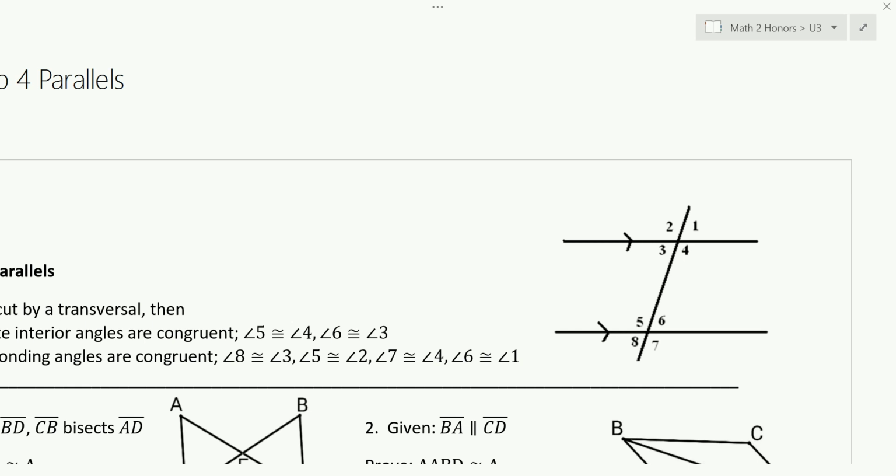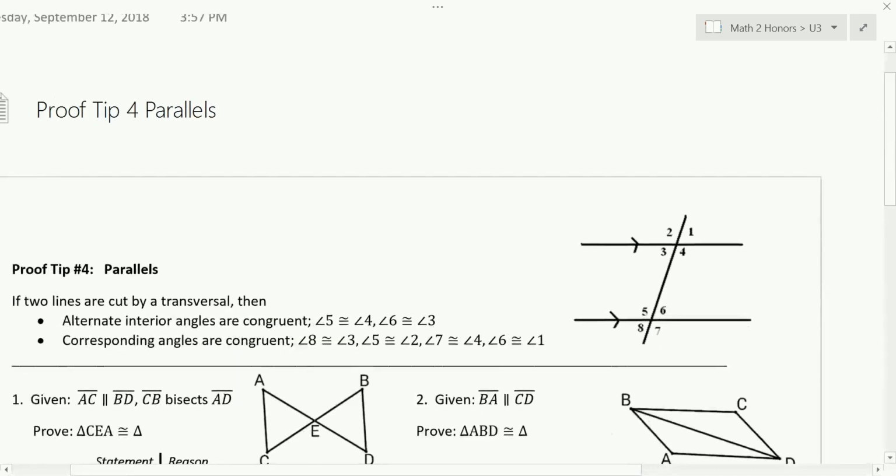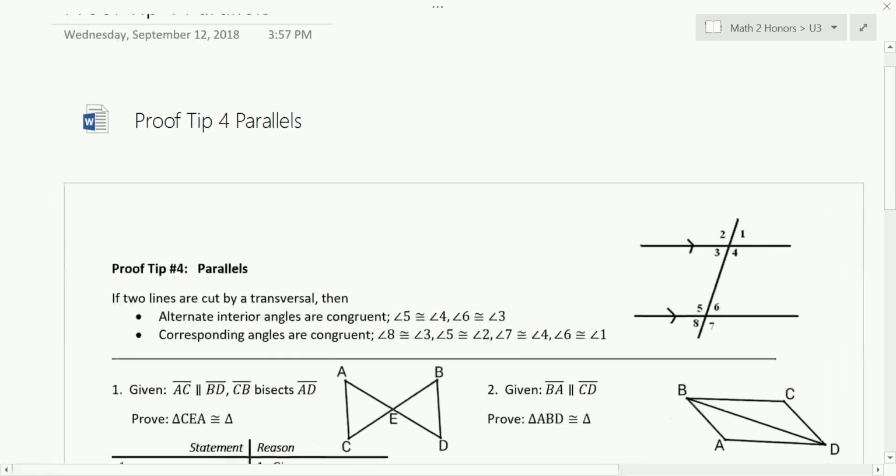I want to narrow in on a couple of those that are going to come up again with proving triangles congruent. And the most common two are listed here. It says if two lines are cut by a transversal and we're dealing with parallels, then alternate interior angles are congruent. And the second one, corresponding angles are congruent.